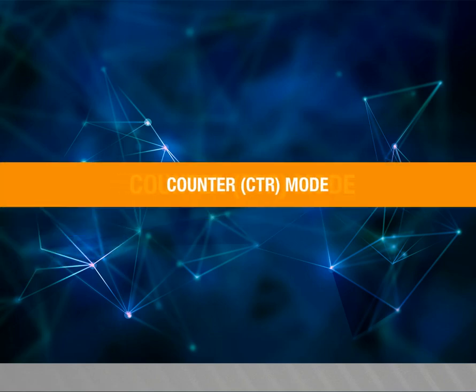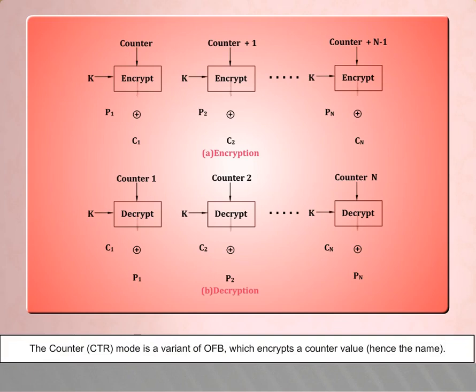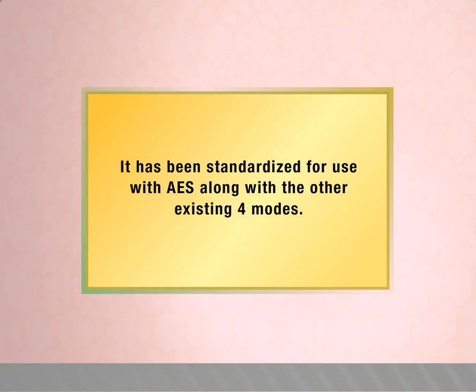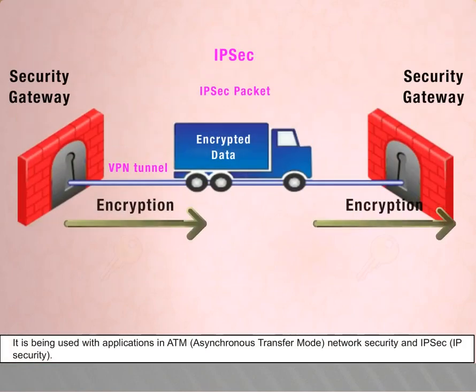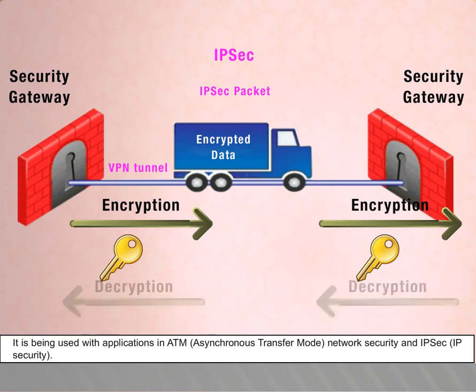Counter CTR mode. In this video, we are going to see about counter, that is CTR mode. The counter CTR mode is a variant of OFB which encrypts a counter value and hence the name. It has been standardized for use with AES along with the other existing four modes. It is being used in applications in ATM, that is Asynchronous Transfer Mode, network security, and IPsec, that is IP Security.